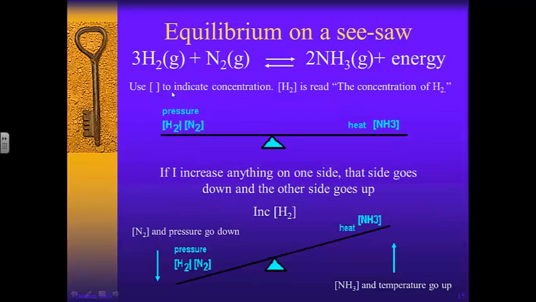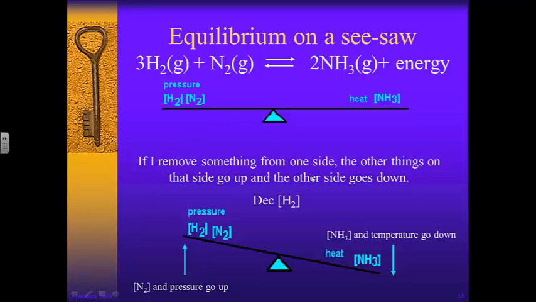We use square brackets to indicate concentration. So if I have [H2] in brackets, that's the concentration of H2. If I increase anything on one side, that side goes down and the other side goes up. So in this example, if we increase H2 on the seesaw, that side goes down, because increasing H2 is kind of like putting a rock on that side of the seesaw. You're adding more, so the other side goes up.